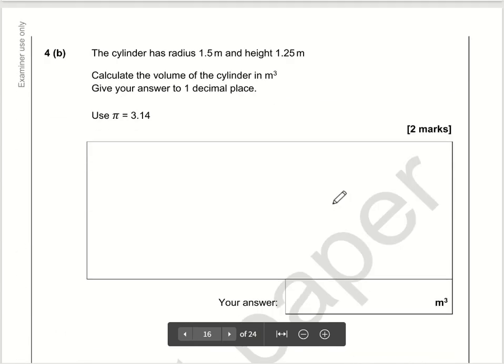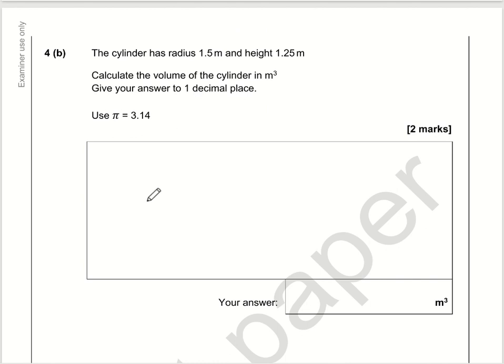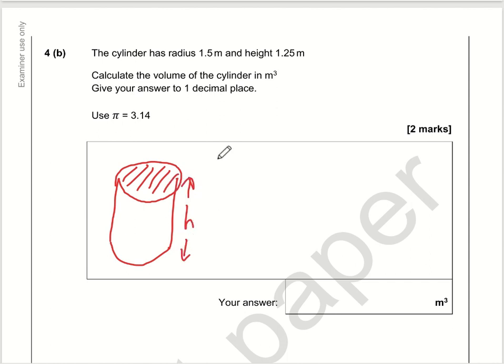Okay, so we want the volume of the cylinder. Now, the volume of any prism is its cross-sectional area multiplied by its height. For a cylinder, its cross-section is a circle, so it's going to be the area of this circular face multiplied by its height, which in this case is 1.25. Now the area of a circle is pi r squared, so the formula for the volume of a cylinder is pi r squared h, although I've kind of shown you how we can derive it.